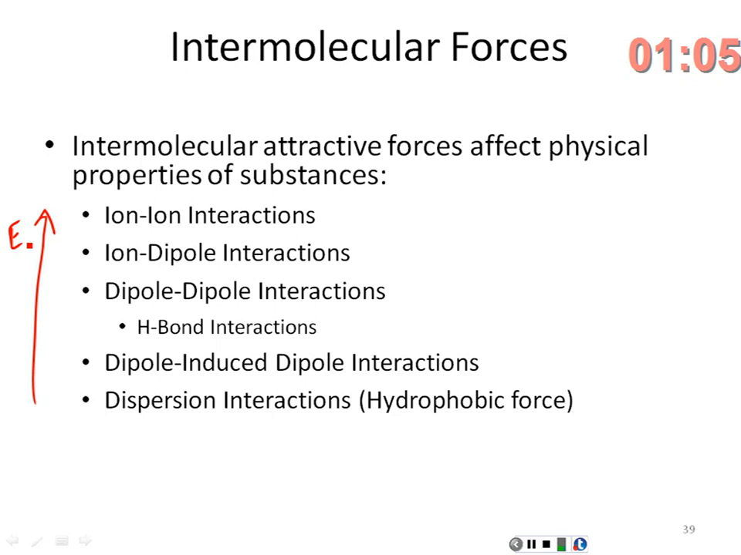They're similar to ionic bonds. Then the next strongest would be an ion-dipole interaction. That's where an ion is interacting with a polar molecule. Next strongest would be a dipole-dipole interaction. That's where you have two polar molecules interacting. And a very important class of dipole-dipole interaction is a hydrogen bond. Next, you have dipole-induced dipole interactions. That's where a polar molecule actually makes a non-polar molecule sort of polarized.